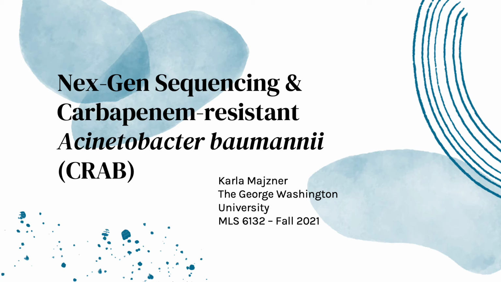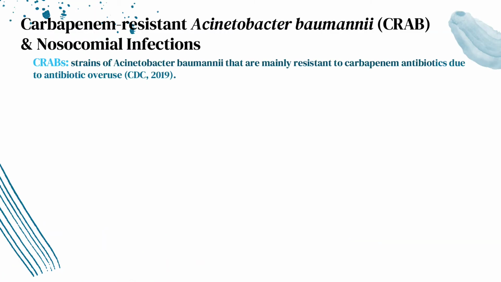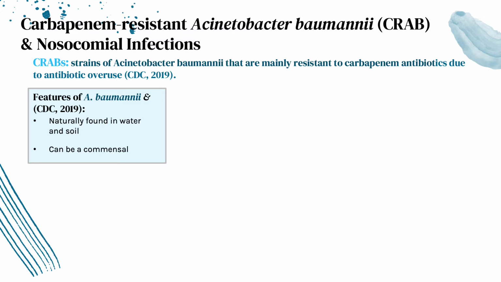Hi everyone, today I would like to discuss the use of next-gen sequencing to study the molecular epidemiology of carbapenem-resistant Acinetobacter baumannii. So Acinetobacter baumannii is naturally found in water and soil and typically is a commensal organism. However, it is frequently associated with nosocomial infections.